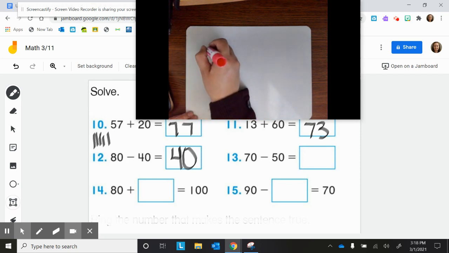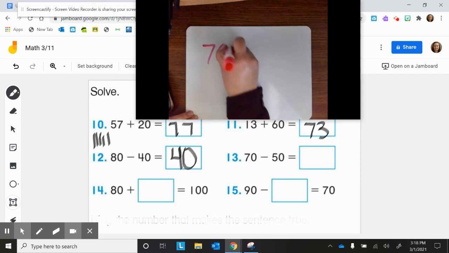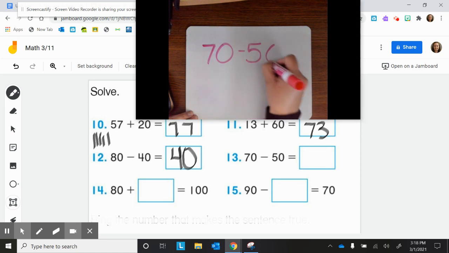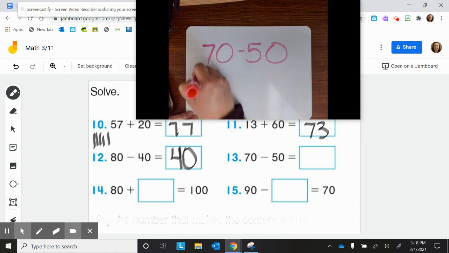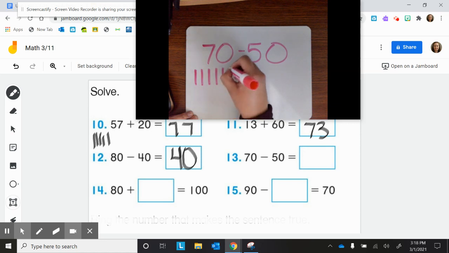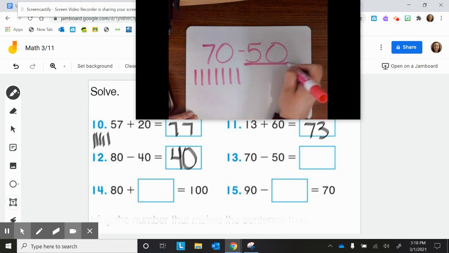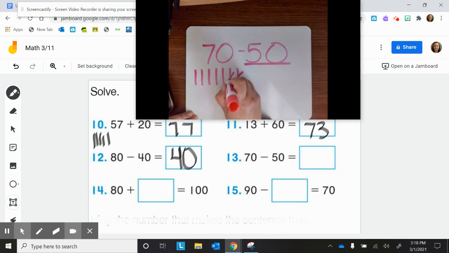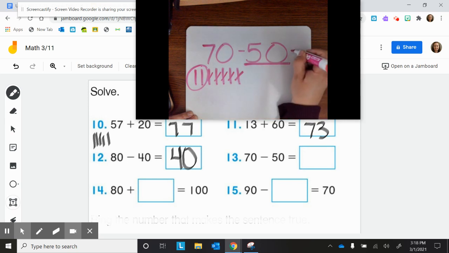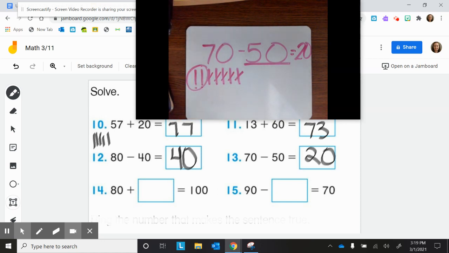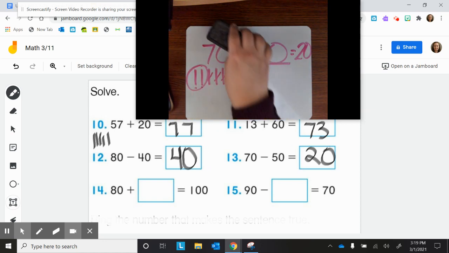We have 70. Take away 50. Let's draw 70. 10, 20, 30, 40, 50, 60, 70. Now we're going to take away 50, right? So let's take away 50. 10, 20, 30, 40, 50. How many tens are we left with? 2 of them, which is a total of what? 20. 10, 20. Good. So 70 minus 50 equals 20. Okay, let's go on to our next one.